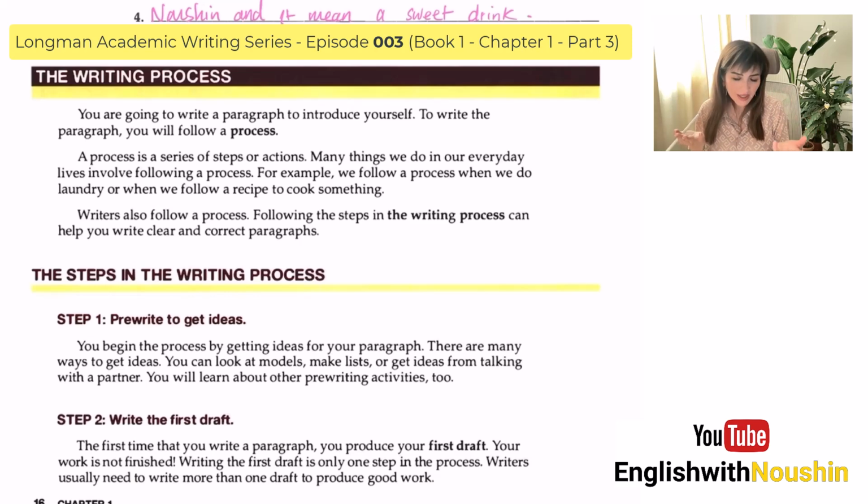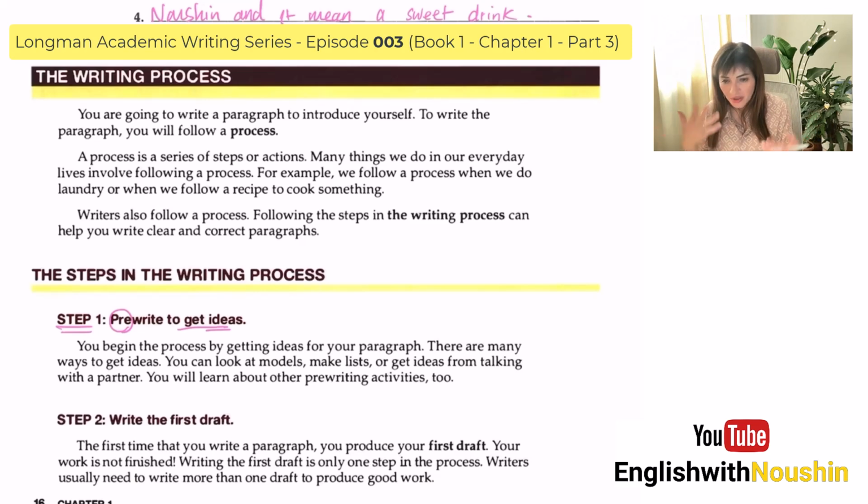Now, the process in writing is basically 4 steps. Number 1, which is super duper important, is to pre-write, to get ideas. What do I mean by that? You need to sit down first and think about what you want to write. So you take a piece of paper, don't do it in your head because you forget. I don't care how smart you are. Take a piece of paper. On the piece of paper, take notes. Don't write paragraphs, don't write sentences. Take notes about what you want to write later.